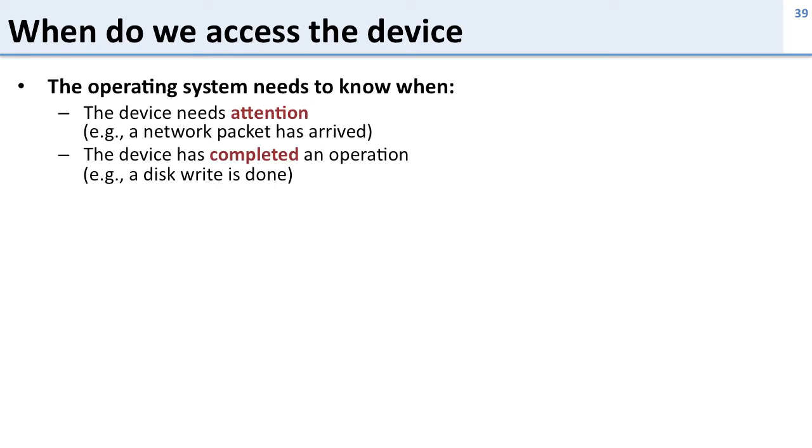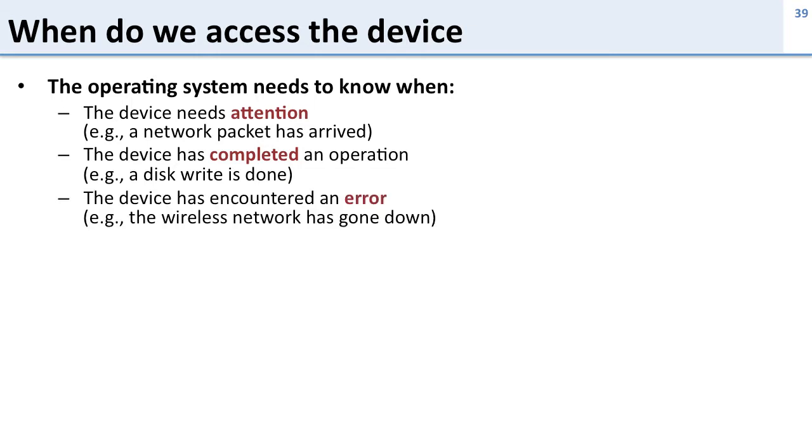The operating system needs to know when a device has completed an operation. So if we're doing a write to a disk, the OS needs to know when that write is finished so that it can be certain the data is safe. The OS also needs to know if the device has encountered an error. So if you're using a network and the network disappears, the OS needs to be told that access to the network is no longer working.